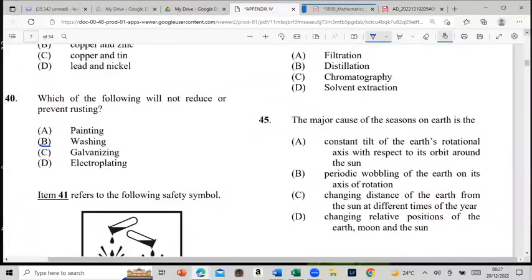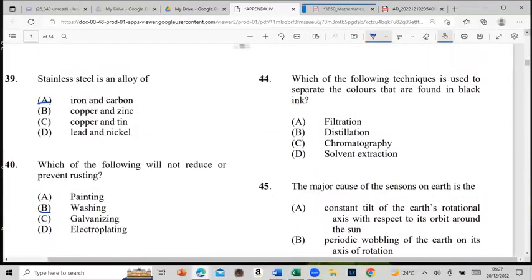So 44 now, where's 44? Which of the following techniques is used to separate the colors that are found in black ink? Is it A, filtration, B, distillation, C, chromatography, or D, solvent extraction? That would be chromatography. C. 45.